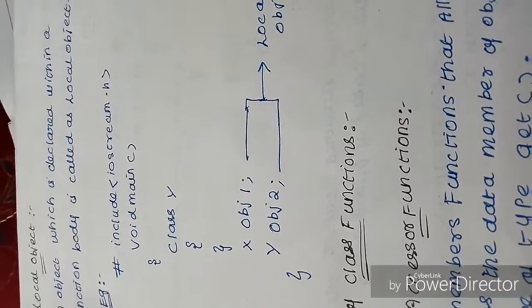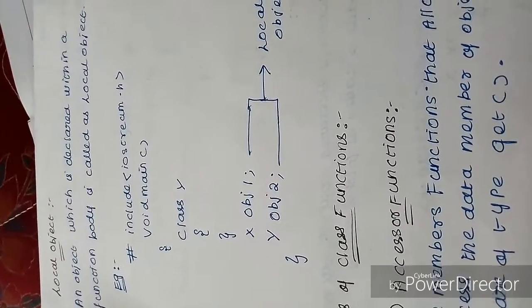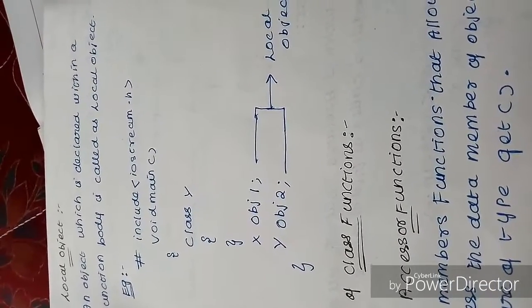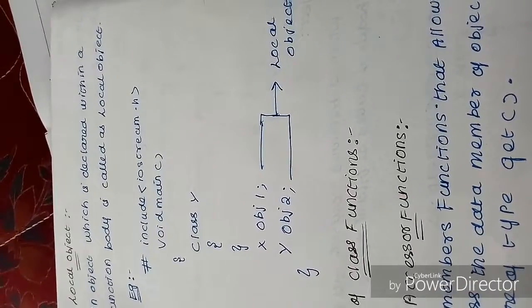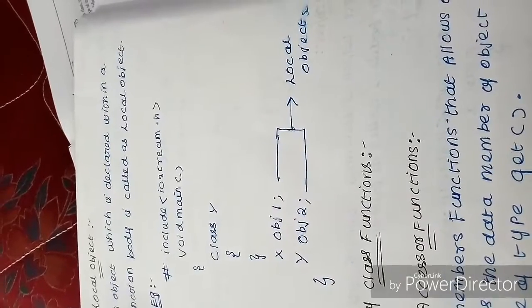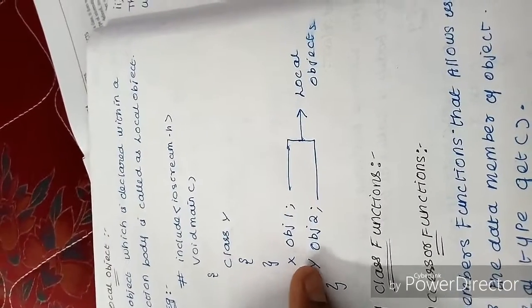An object which is declared within a function body is called a local object. Example: hash include iostream.h, void main, then the class comes, and inside it your object comes. This is called a local object.